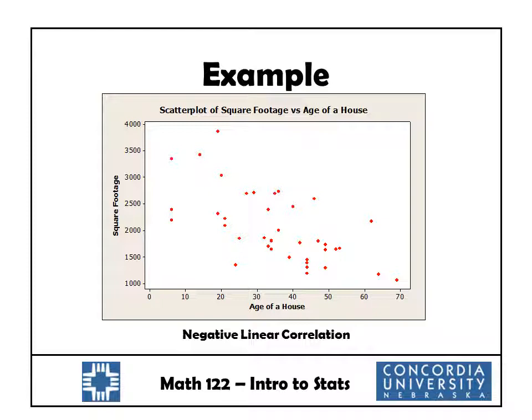And what we see as we move from left to right, the age tends to increase and the square footage tends to decrease. And those dots do kind of form a straight line if you use your imagination a little bit. So we'd say that the variables of age and square footage have a weak negative linear correlation. It means that as one of them increases, the other one tends to decrease.